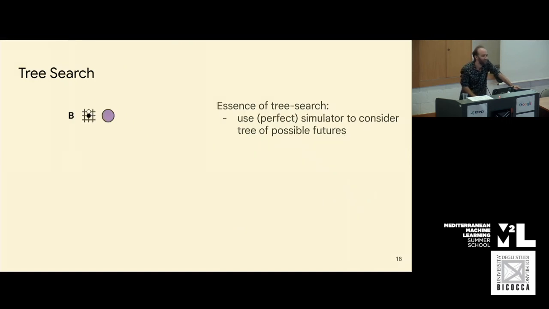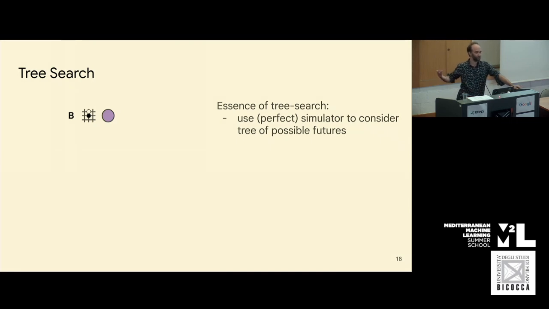I'm going to try to give you a very quick primer of how to do tree search in Go. This is not MCTS yet. I will go to MCTS in a second. This is, I would say, vanilla tree search. The essence of tree search has two components. The first one is, we use, in this case, a perfect simulator to consider a tree of possible futures.